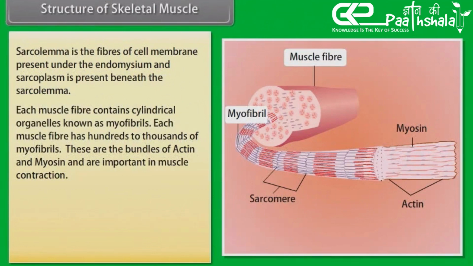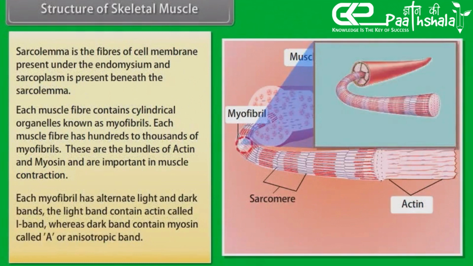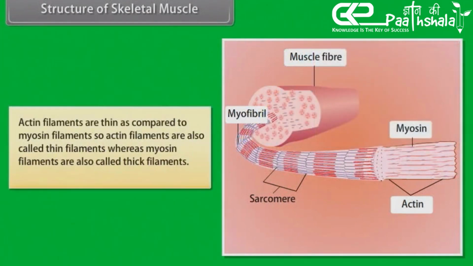These are the bundles of actin and myosin and are important in muscle contraction. Each myofibril has alternate light and dark bands. The light bands contain actin called I band, whereas dark band contains myosin called A or anisotropic band. Actin filaments are as thin as compared to myosin filaments, so actin filaments are also called thin filaments, whereas myosin filaments are also called thick filaments.